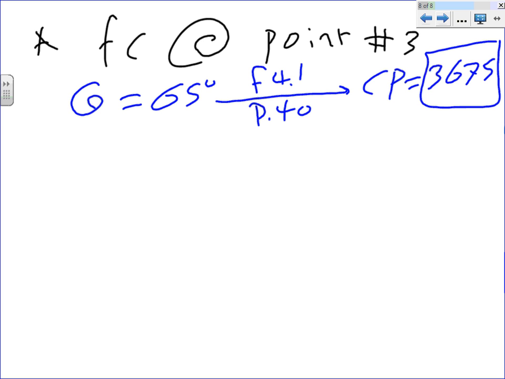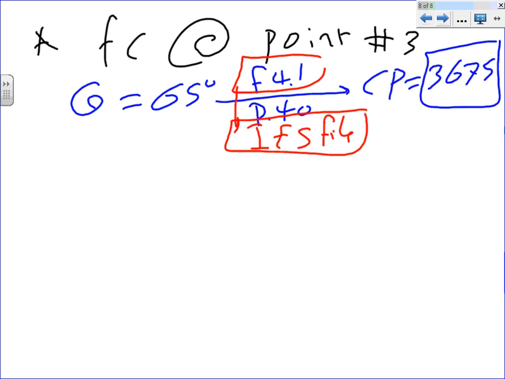Okay, 3675. Any questions, guys? Everybody knows without that figure, you can't do anything. This figure actually translates into the IES file. When we go to the software, this is your IES file. Without it, you're a dead duck.